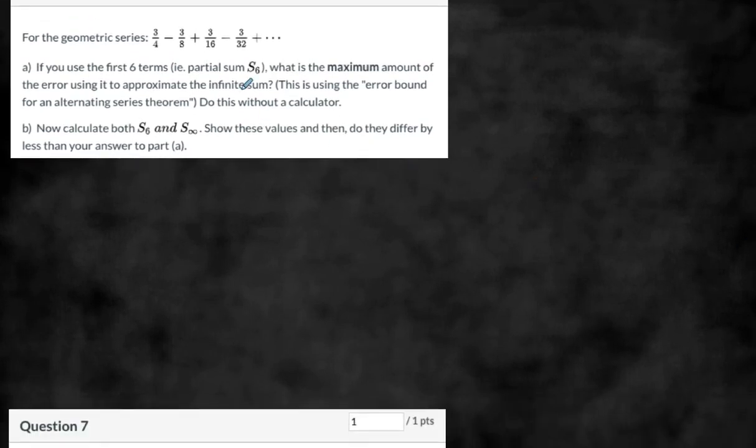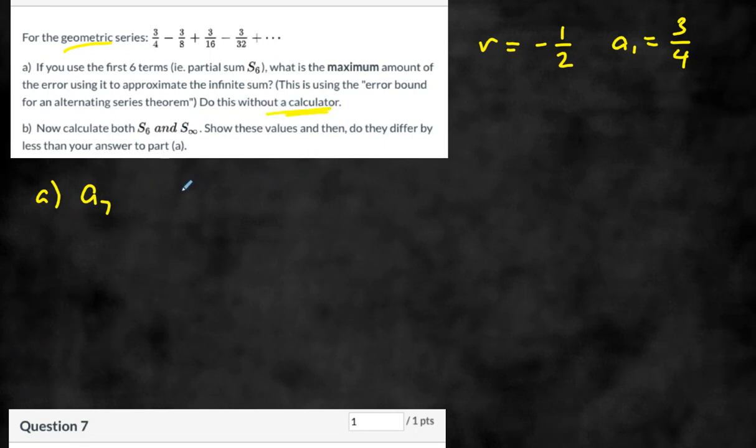Question number 6. Looking at a geometric series, again, they're telling us it's geometric. You could figure it out by recognizing that each time we're multiplying the denominator by 2 and by a negative. So r is going to be negative 1/2 in this case. That's a useful thing to get, by the way, as long as we're here. First term, 3/4. Now, if we use the first 6 terms, what's the maximum error to approximate the infinite sum? Again, for part A, it's simply the 7th term. They're giving us the first 4 terms. We need to get to the 7th. It says no calculator. Shouldn't be too bad.